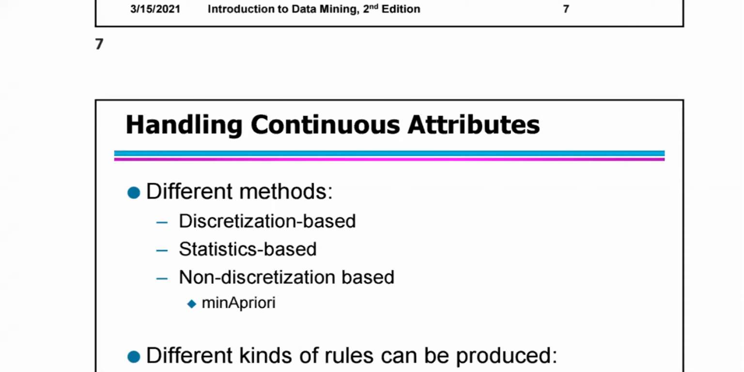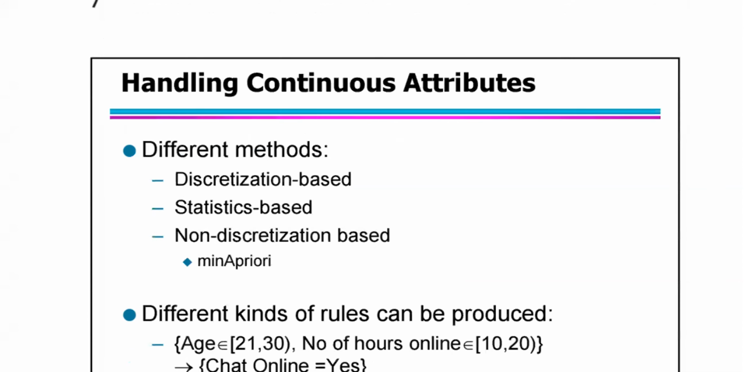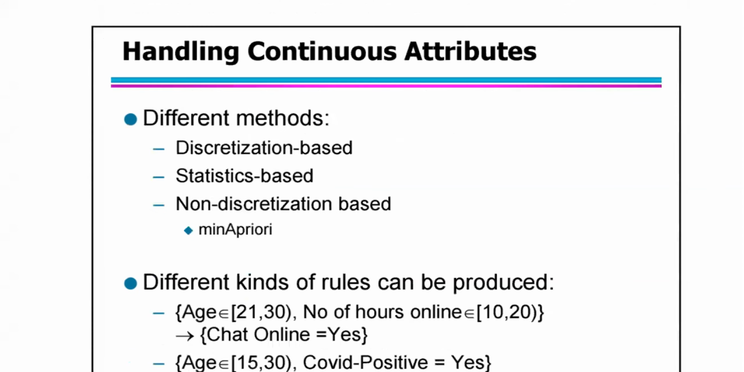For continuous attributes, different methods are used: the discretization based method, the statistics based method, and the non-discretization based method, that is like the min-Apriori method we use here. These are the three types of methods you use for handling continuous attributes.